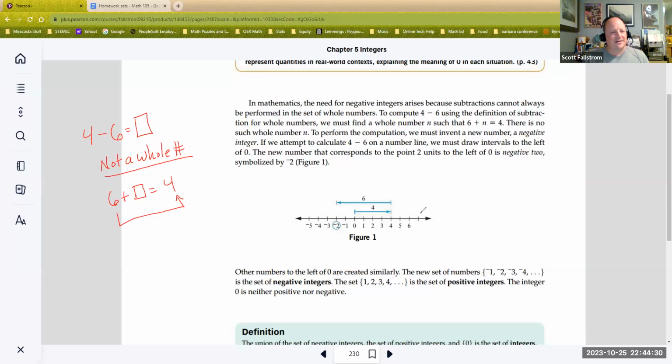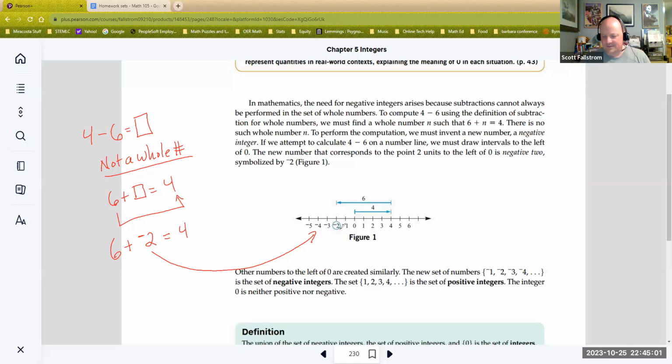We just need to invent a new number that's very similar to 2. It's almost like I want to take 6 and add 2, but I need to add a 2 that's going the opposite direction. And so we add what we refer to as -2. So this might be our first introduction to negative numbers. Now you can see where -2 would live on a number line right over here.